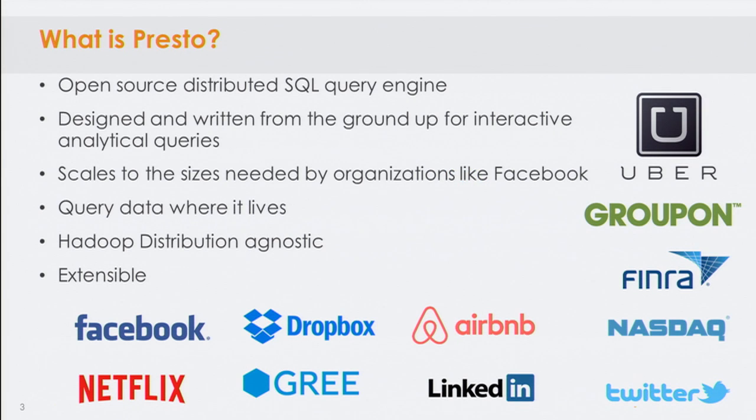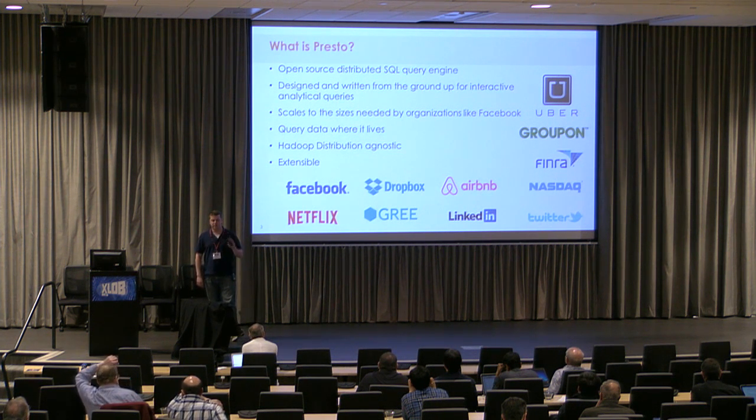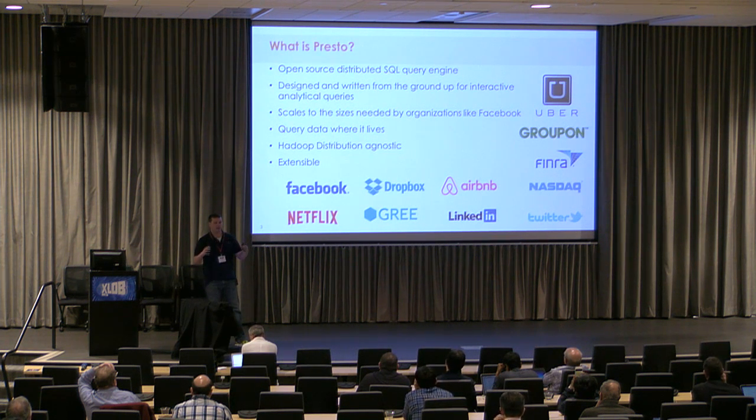So for those who don't know, what is Presto? It's an open source distributed query engine. It was designed from the ground up with interactive analytical queries in mind. It even scales to the sizes needed by companies like Facebook. And the neat thing about Presto is it queries data where it lives. So you could have your data in a variety of data sources, which I'll talk about, and you can query data there without having to pull it into a system like Presto.